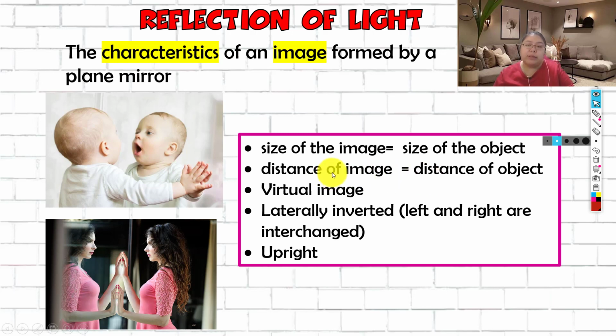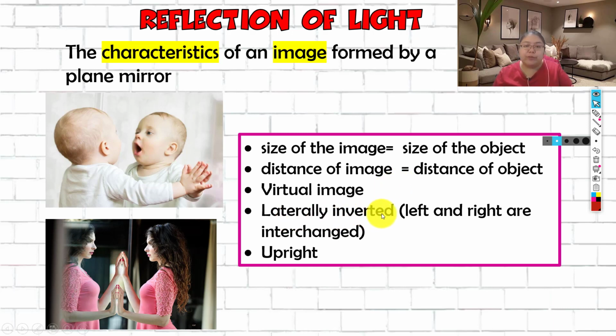Okay, so image distance and object distance must be equal. Okay, the next one, virtual image. Virtual image means you cannot form it on the screen. Okay, the mirror, not the screen. If I put the screen on the mirror, that means you cannot see your image. That one we call virtual image. The definition of virtual image means the image cannot be captured on the screen. Okay, later we'll go through more about virtual image.